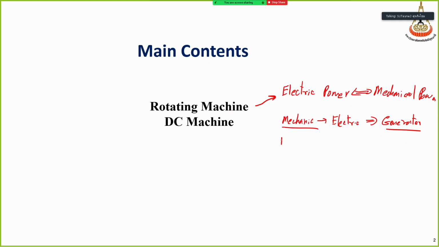or we transform the electric to mechanical power. So this type of machine we call motor, right? And we have so many types of motor. We have DC machine or DC motor, and we have AC motor, AC machine. So first, the machine could be a generator or motor, and the machine could work with DC or AC. It depends on the design.